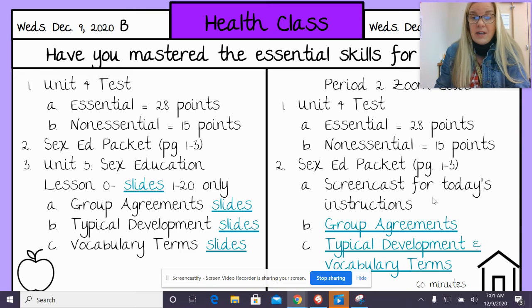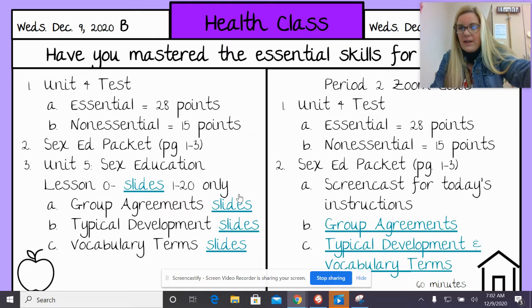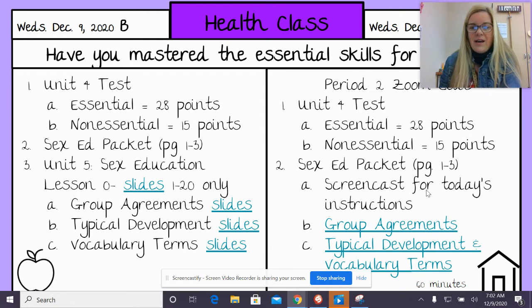So if you're looking at the agenda today, what you're watching right now is under number 2A, okay, my screencast that I'm giving you right now. So you can pull up the slides, and on the left side of the agenda are the slides only that I'll be going over in class with my explanations. The group agreements, letter B, are kind of like the ground rules that I would expect you all to be following for Sex Ed. And this will be covered on page 1 in your packet.